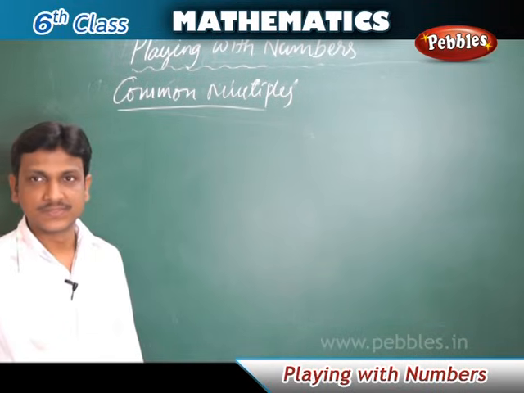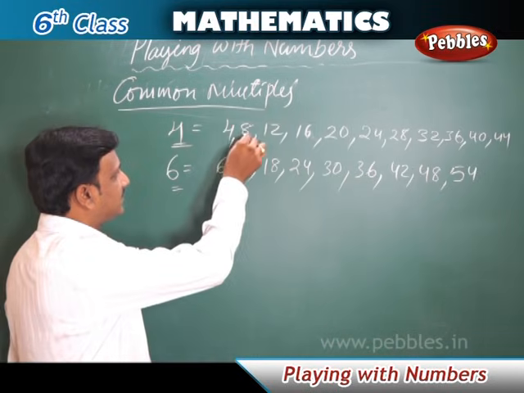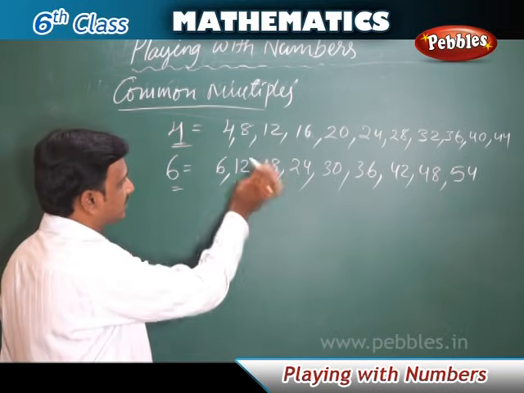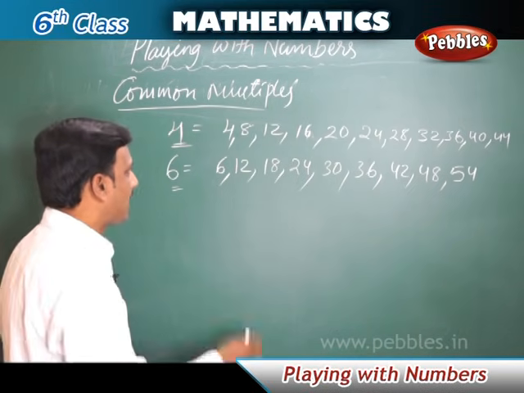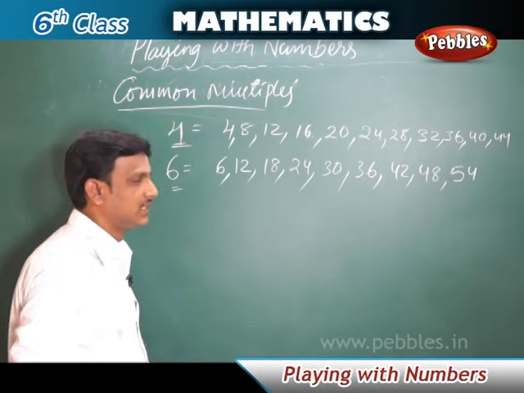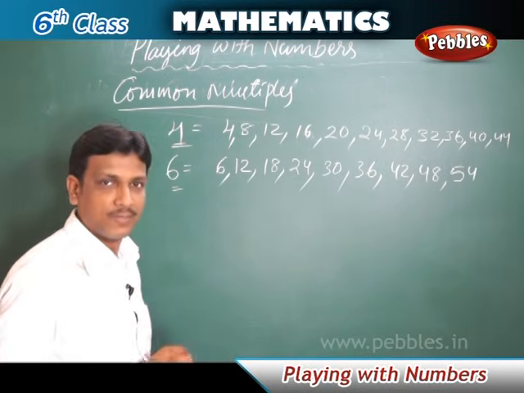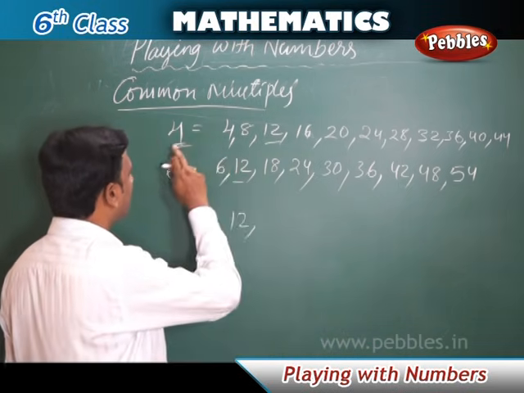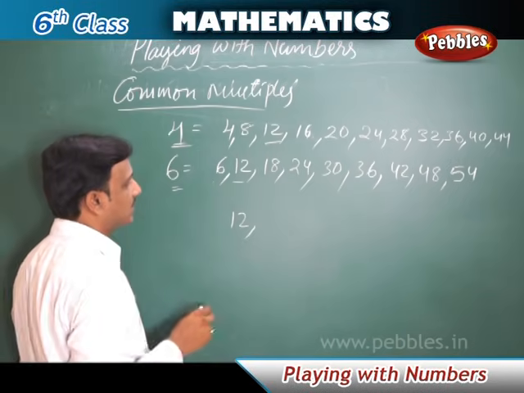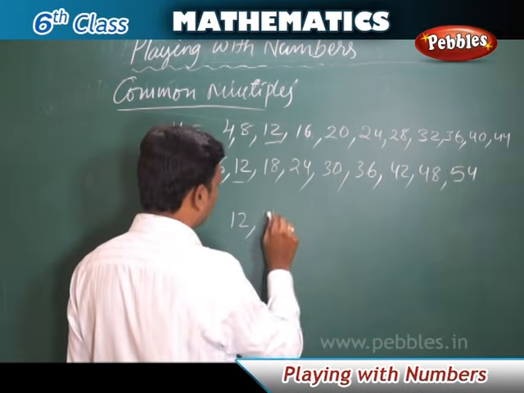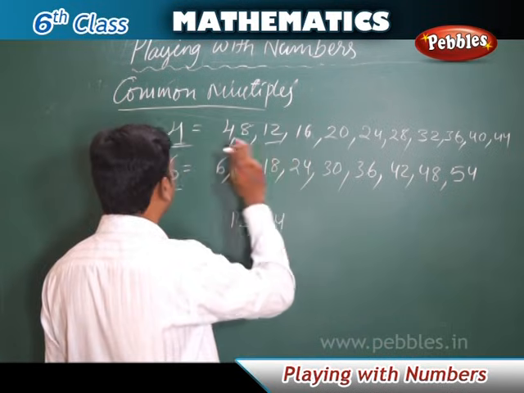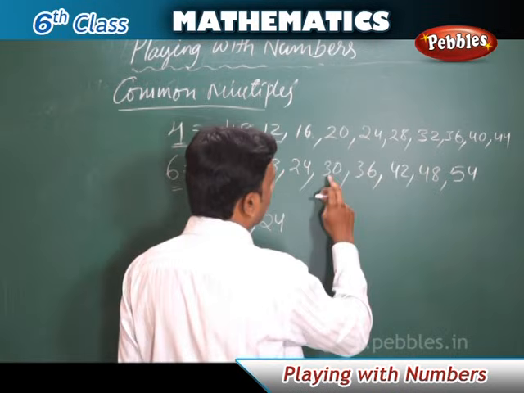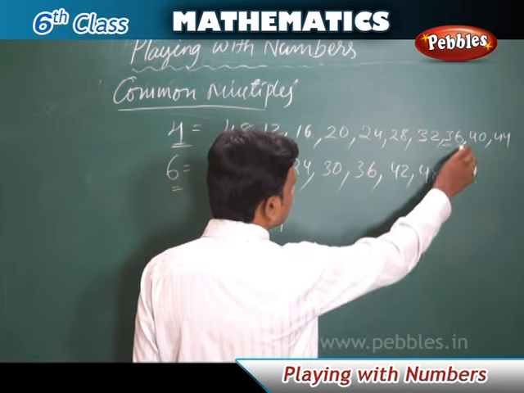What are common multiples? These numbers are divisible by 4. These numbers are divisible by 6. So these are the multiples of 6 and these are the multiples of 4. Now among the multiples of 4 and 6, we find certain numbers in common. What are they? See, 12. 12 is common among the multiples of 4 and multiples of 6. In the same way, 24 is a multiple of both 4 and 6. Now what else is common? You see 36.